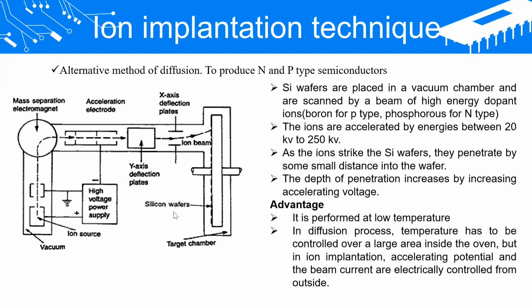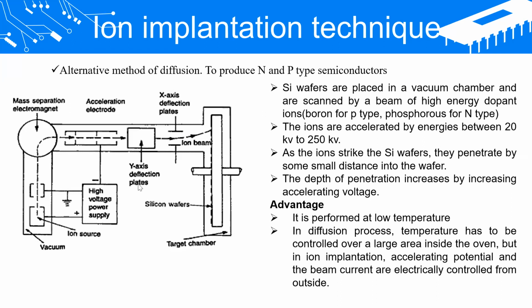Silicon wafers are placed in a vacuum chamber and are scanned by a beam of high energy dopant ions. That ion may be boron for p-type or phosphorus for n-type. The ions are accelerated by energies between 20 kV to 250 kV. As the ions strike the silicon wafers, they penetrate some small distance into the wafer. The depth of penetration increases with increasing accelerating voltage.